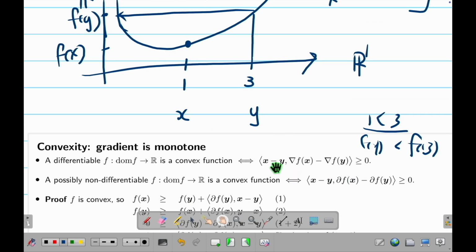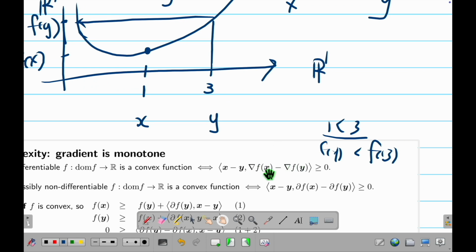Is to write their difference and then the inner product. So if x is smaller than y, this is negative. And then the gradient, okay, I forgot, it's a slope, it's also negative. Then their inner product is larger than 0. If x is larger than y, so 3 larger than 1, then the slope is also larger than the previous slope, then this is positive. Positive inner product, positive times positive. So this is the idea.